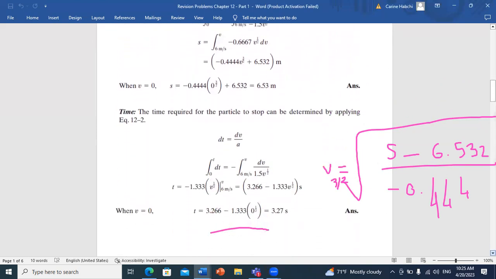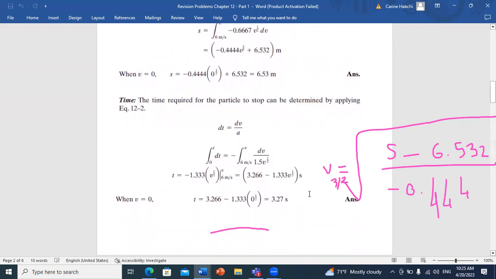So this is a possible approach. Or the other way is to use the other relation. We have two relations involving time. We have v equal to ds by dt, so we can express v function of s and do separation of variable to integrate with respect to time, to find the time. Or what is easier here is to say, we know also that time is involved in a equals dv by dt.